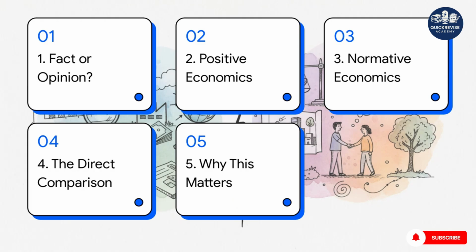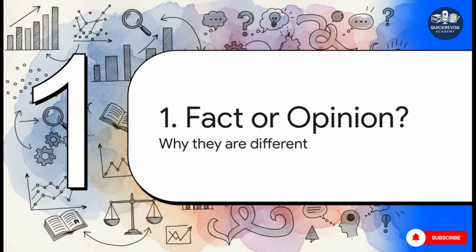So here's our game plan. We're going to start with that core difference, fact versus opinion. Then we'll get into what positive and normative economics actually are. We'll put them side by side to compare them directly, and then we'll talk about why this whole thing actually matters in your day-to-day life. Okay, let's get right to the heart of it all.